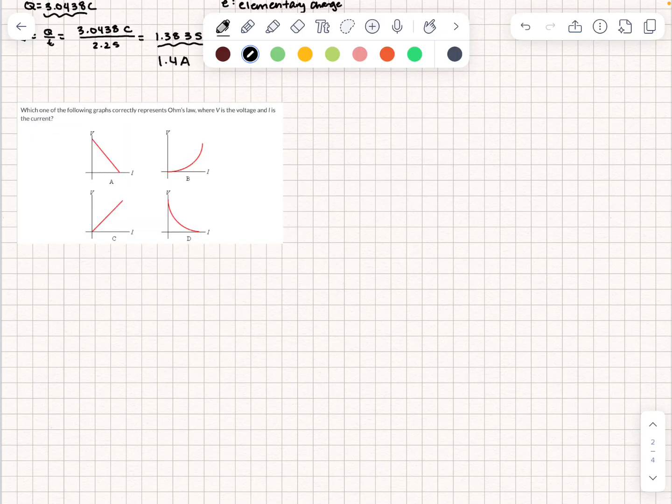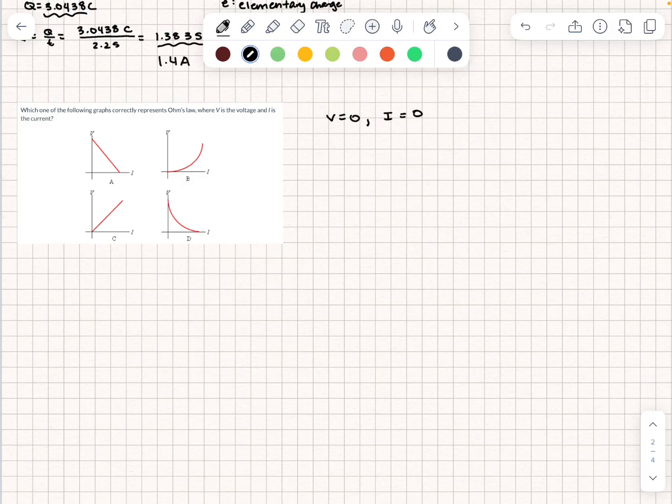Alright, so moving on to the next problem, which is problem number 2 on the Wiley Plus program. It states, which one of the following graphs correctly represents Ohm's law, where V is the voltage and I is the current. So we know that Ohm's law describes a linear relationship between electrical voltage and current. If you increase the voltage, then the current that flows through the resistor will increase by the same proportion. So given that, if we have V equals 0, then therefore I must also equal 0.